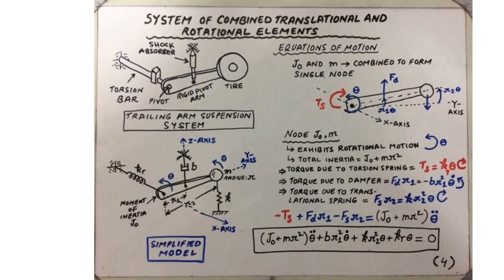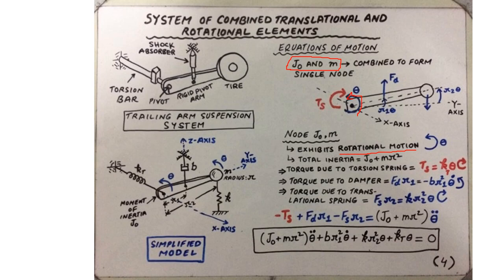Now that we have resolved the expressions of torques and forces applied by the rotational as well as translational motion elements, we are ready to write down the final equation of motion for the node that is made up of the discrete inertia of the pivot arm combined with the mass of the tire, J0 and M. But before we do that, we recognize that the combined discrete inertia and the mass primarily exhibits the rotational motion specified by the angular displacement variable theta.